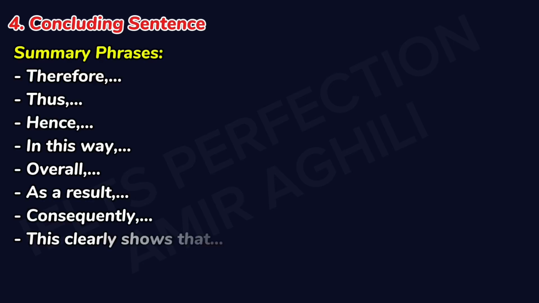Vocabulary for a concluding sentence. Therefore. Thus. Hence. In this way. Overall. As a result. Consequently. This clearly shows that.